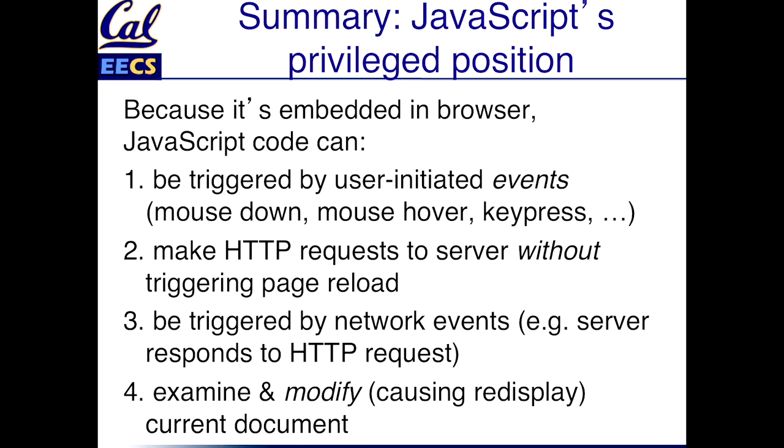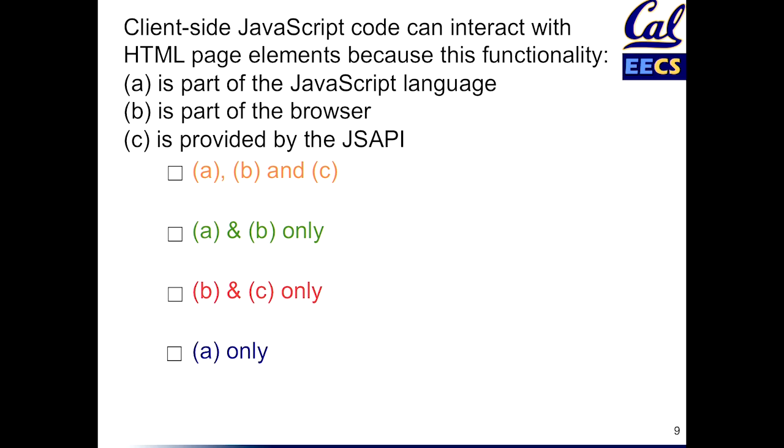So let's wrap up our introductory session with a question about client-side JavaScript. It can interact with HTML page elements because, A, it's part of the JavaScript language that it can do this, B, it's part of the browser that it can do this, or C, the functionality is provided by the JS API. So which of those three statements is or are true about the functionality of JavaScript code being able to interact with HTML page elements?